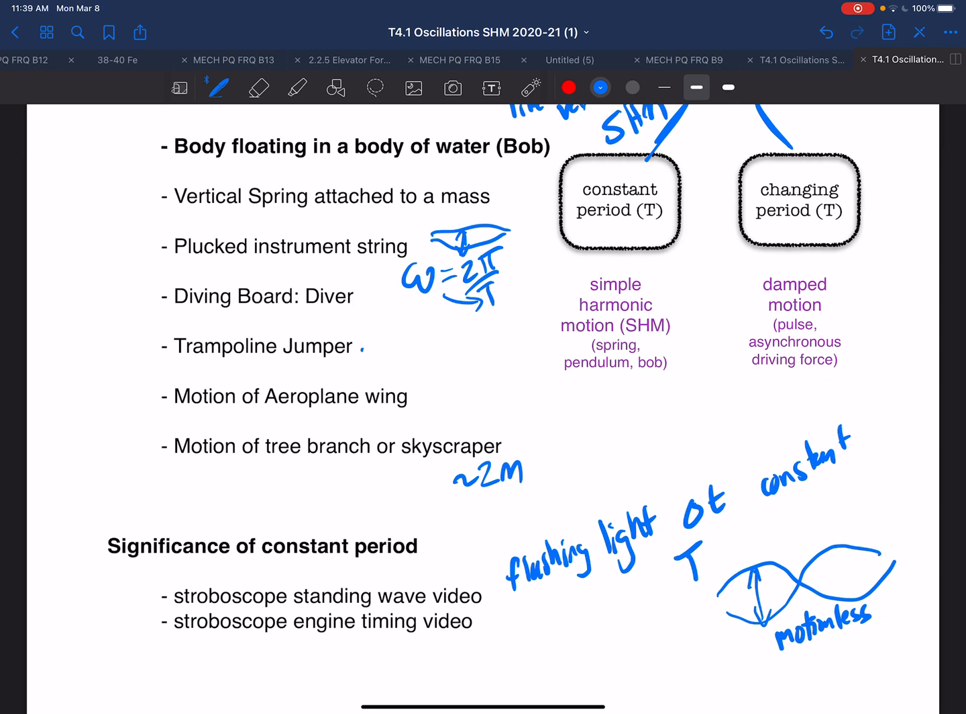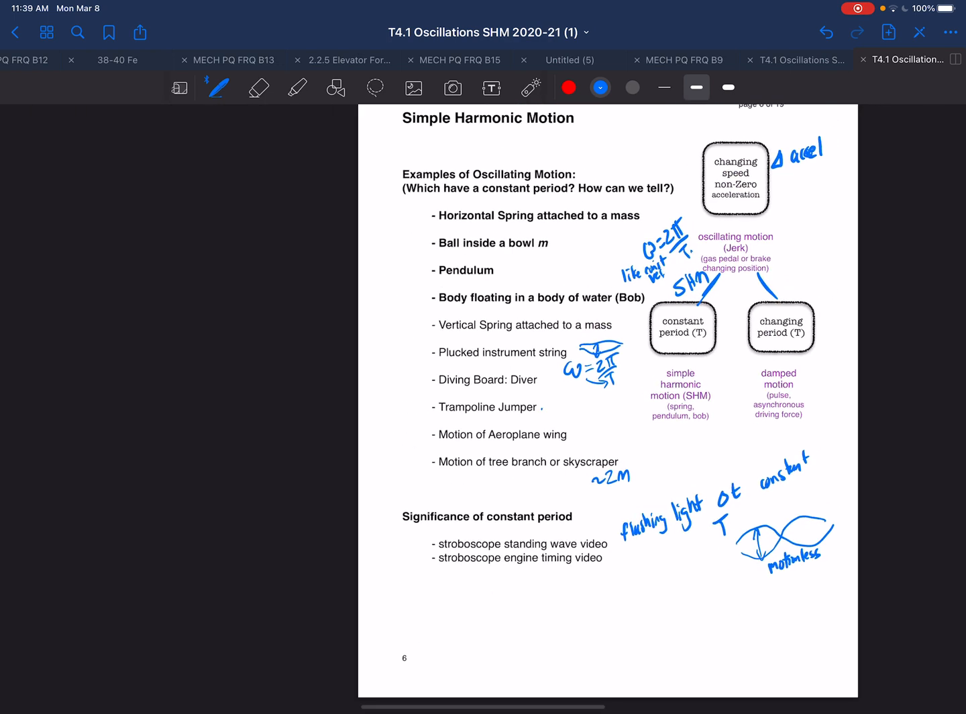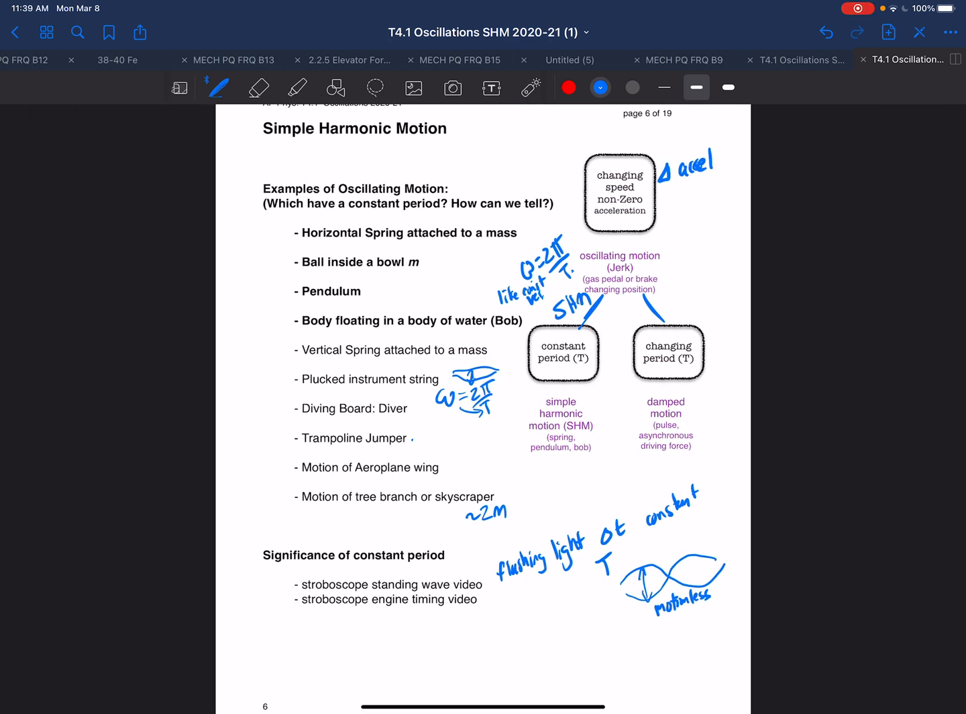And so we could see this sort of thing happening with waves or anything at all that's vibrating. And they use stroboscopes to do the timing on an engine, that the pistons fire and so forth. So this is an overview of the different kinds of examples. And we are going to spend quite a bit of time over the next couple of installments looking at horizontal springs attached to a mass.